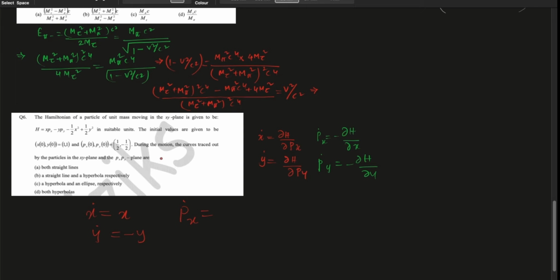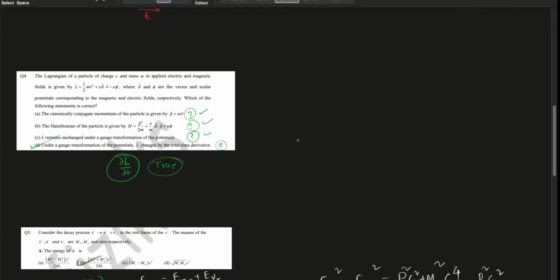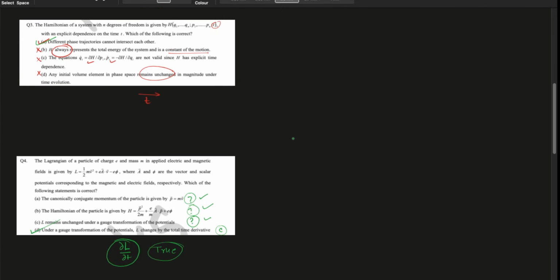minus of dH/dx. So I can see here is x, so this equation will be a little bit lengthy. Take the green color as I'm following the trend. So px dot is equal to, with respect to x, no, let me confirm the formula. Yeah, with respect to x.